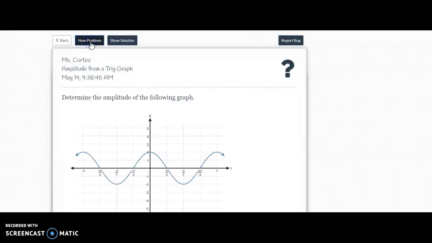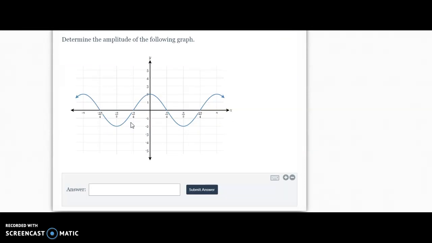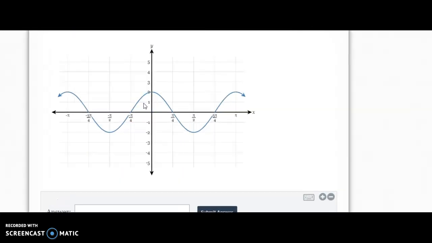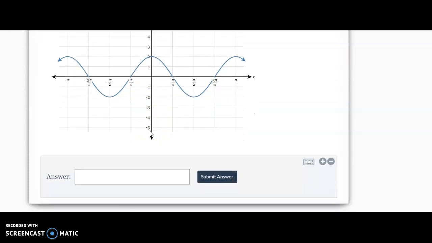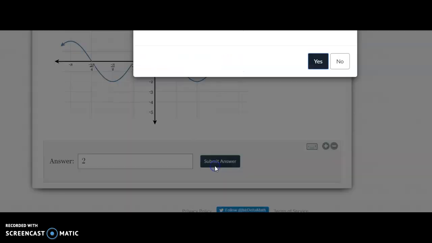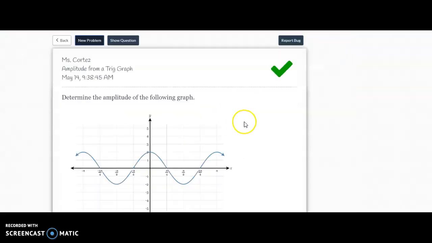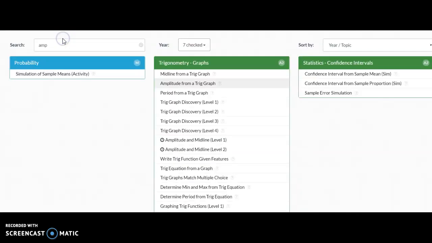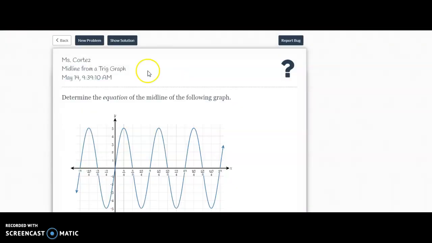Alright, let's try one more just to make sure we got the hang of this. So here, we need to find it from the maximum to the minimum on the y-axis. So the maximum is at 2, and the lowest is -2. So from 2 to -2, that's 4 units. Therefore, the amplitude is 2, half of 4. And there we go. All right, another thing I wanted to show you was the midline.